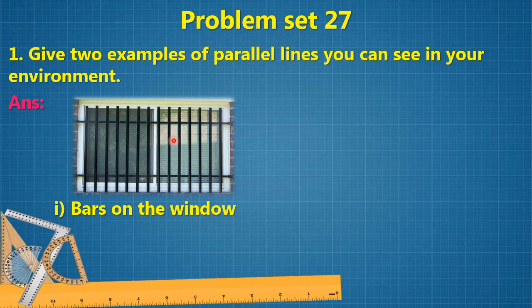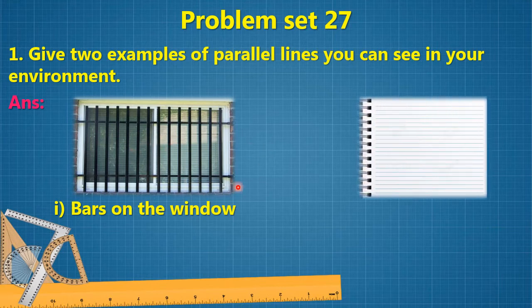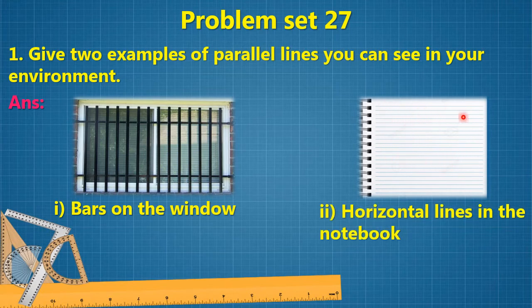One more example is here in the second picture. You can see the horizontal lines in the notebook. This is very familiar example to you. You can see these horizontal lines. If you extend it further, they will also never meet, never intersect each other. Also, you can see the distance between them is same. So, this is also one of the examples of parallel lines.